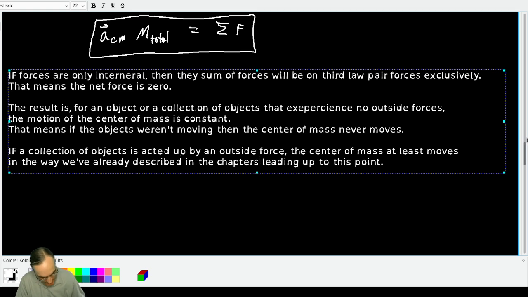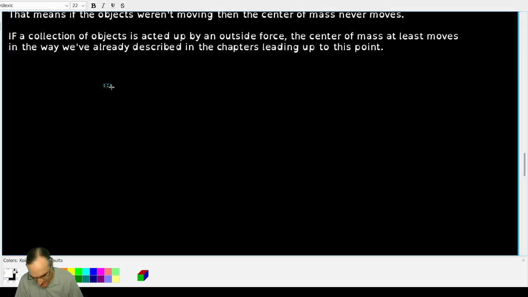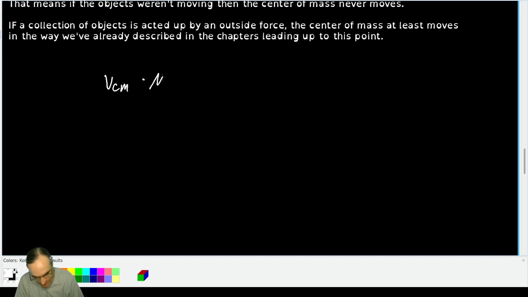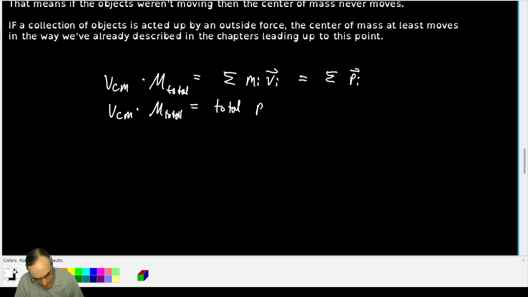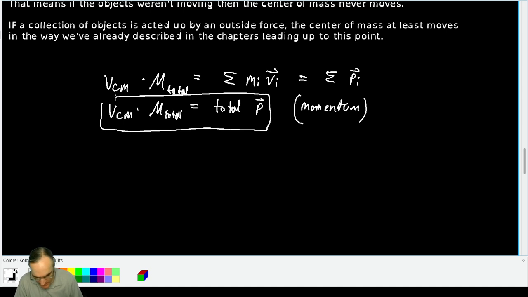Okay, let's see. I suppose there is one other thing I should talk about, and that has to do with the V_CM equation. If we multiply M total over to the other side, you see that we get a result of m_i times v_i. Well, the sum of m_i times v_i is just the total momentum. So V_CM times M total is just equal to the total momentum. And that on its own is also kind of a fun result, although we don't make quite as much hay of that as we do of other things.